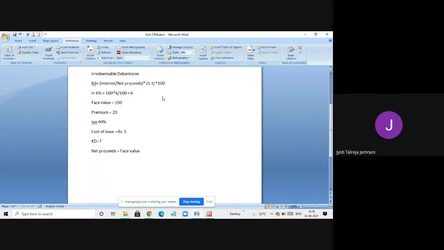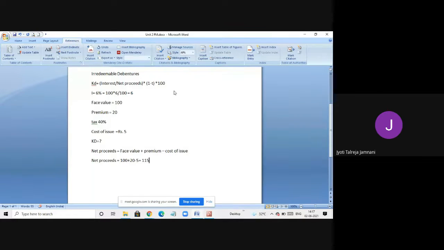Face value plus premium, if they have given. Here in this question they have given, so I'm adding premium minus cost of issue. So net proceeds is equal to face value of the debenture, 100 rupees, plus they are going to issue it at a premium of 20 rupees, minus they are going to pay cost of issue of 5 rupees. So 100 plus 20, 120 minus 5, you will get it as 115. So your net proceeds are 115.